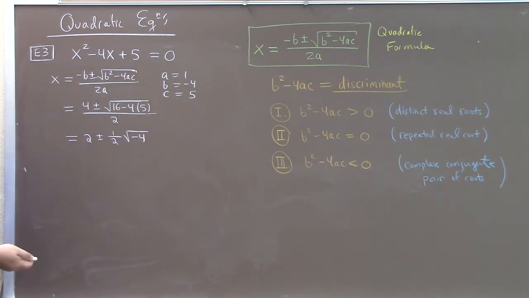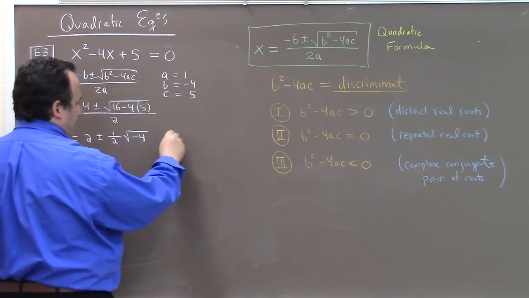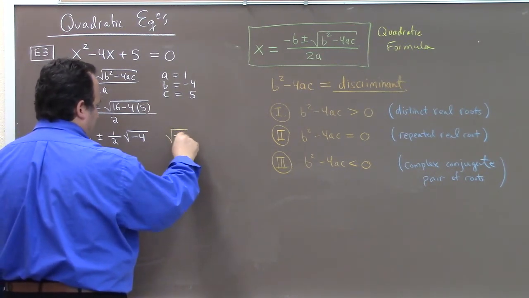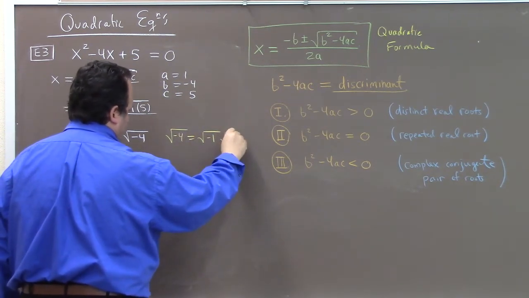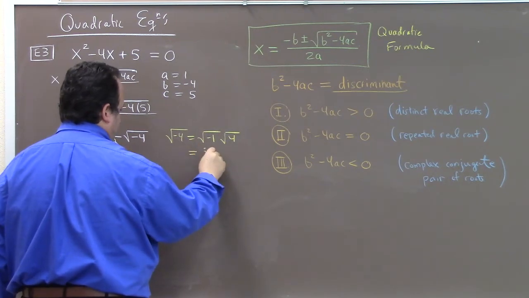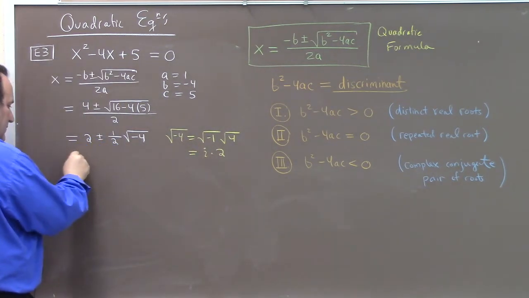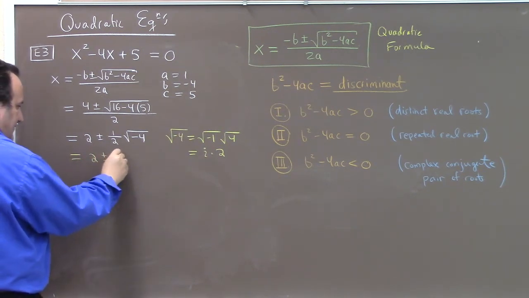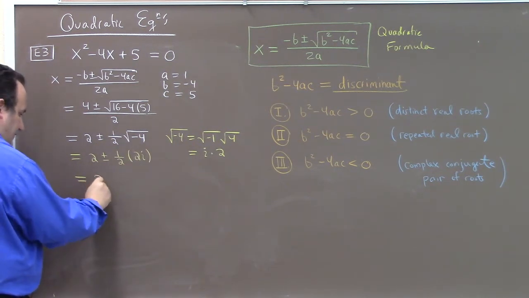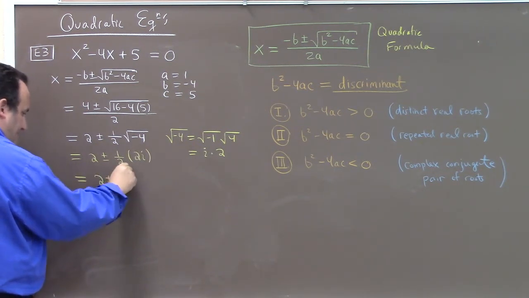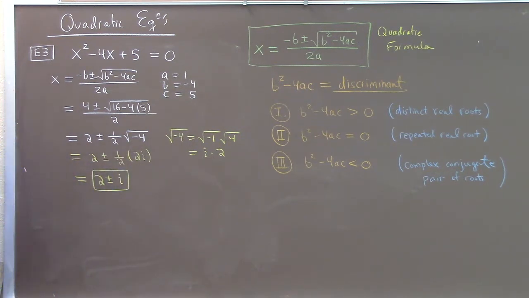Now the square root of minus 4 is equal to the square root of minus 1 times the square root of 4, which is equal to i times 2. So this is really 2 plus or minus 1 half of 2i. The 2's cancel, and we're left with 2 plus or minus i. So that is how to use the quadratic formula in case 3. In case 3, we have a conjugate pair of solutions, 2 plus i and 2 minus i.